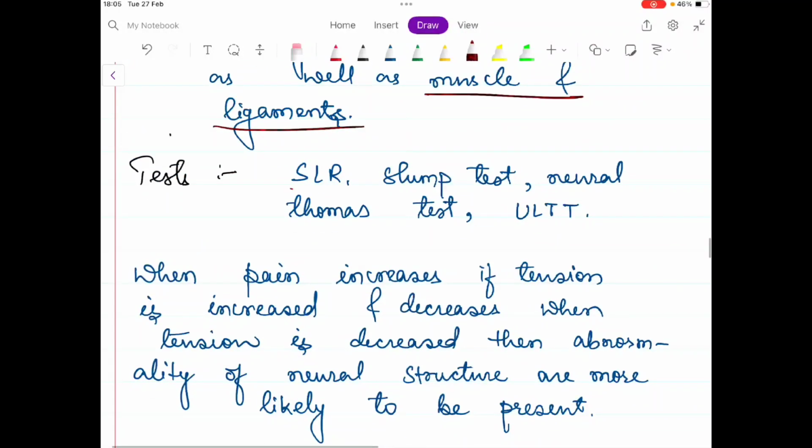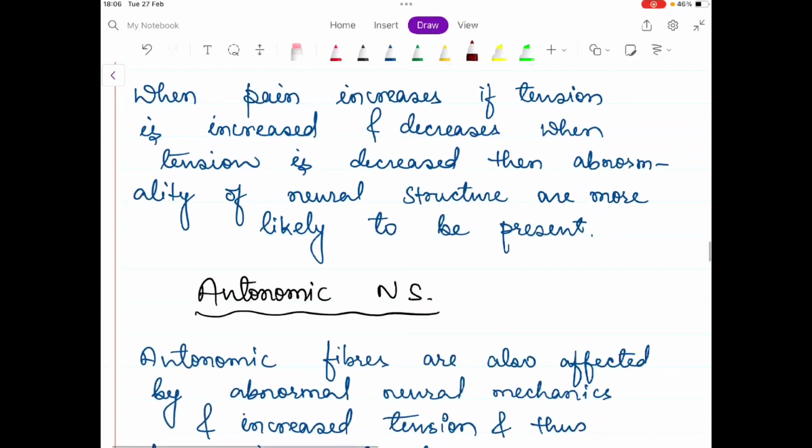Here are the names of a few tests that we perform as physiotherapists. The first one is the SLR test, slump test, neural Thomas test, and the upper limb tension test. There is also the lower limb tension test. Now, when pain increases if tension is increased and decreases when tension is decreased, then abnormality of the neural structure is more likely to be present.